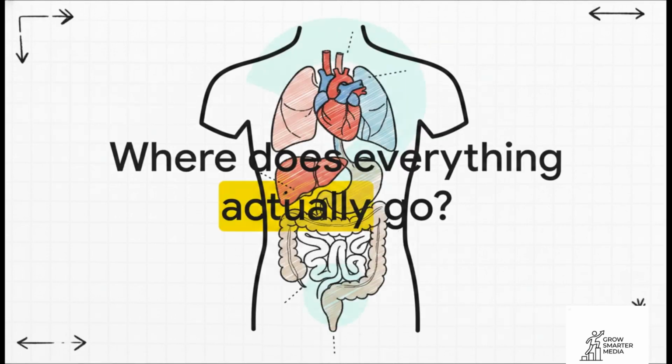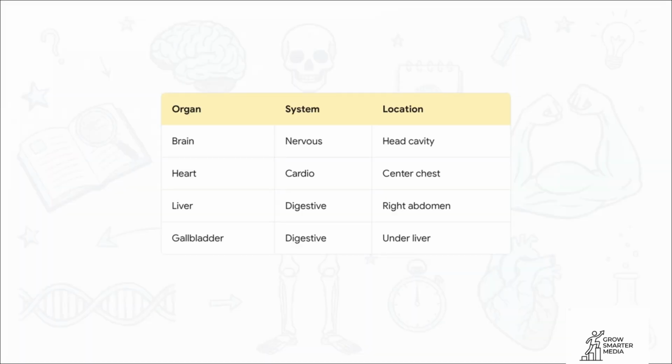But knowing those functional groups is really just the start. To truly grasp the human blueprint, we have to map it out spatially. Like, where does all this machinery actually sit inside of you? Well, tracing top-down creates a really great spatial map. Your nervous system's command center, the brain, is locked safely up in the head cavity. Drop down to the center of your chest and you hit the heart, the cardiovascular system's main transport pump. Keep descending down into the right abdomen, and there's your massive liver handling digestive absorption, with the tiny green gallbladder tucked neatly right underneath it.